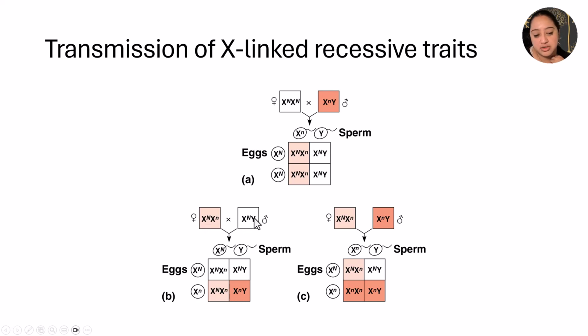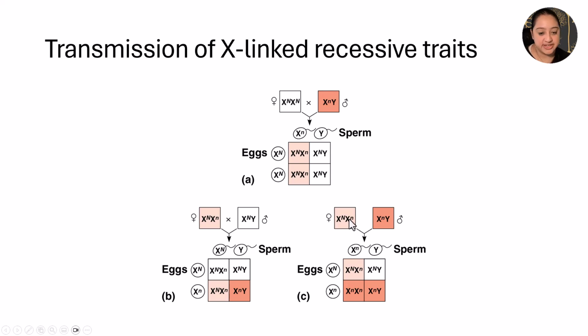So even if the male, the dad, doesn't have it, if the mom is a carrier, there's a 1 in 4 chance that one of the kids will be a son and have the colorblindness or the X-linked recessive trait. And that is the case if one of the daughters meets a male that happens to have this genotype, is not colorblind.